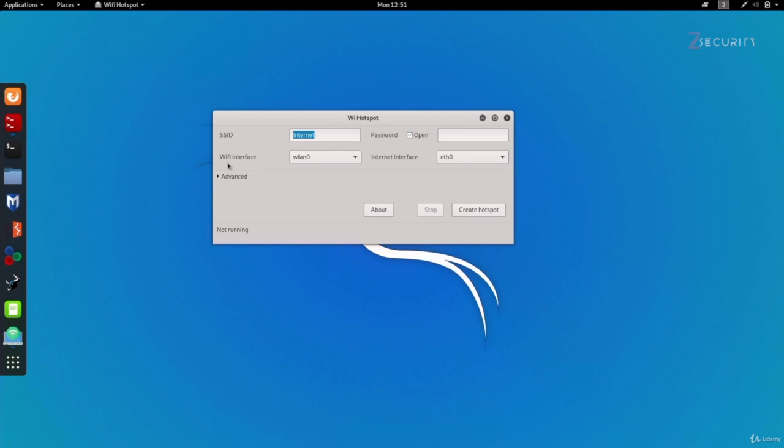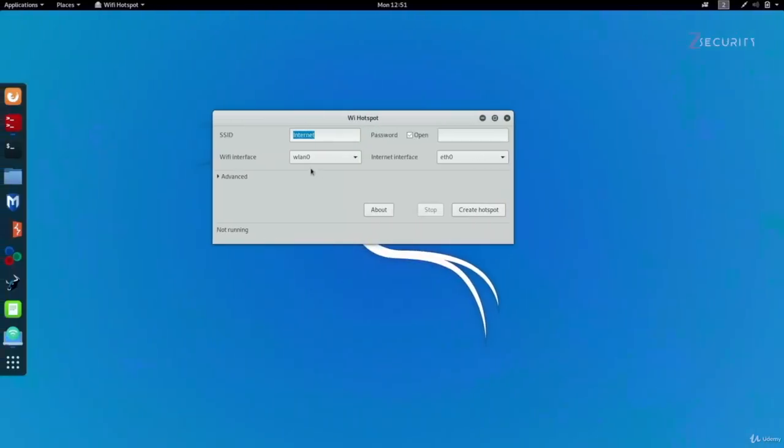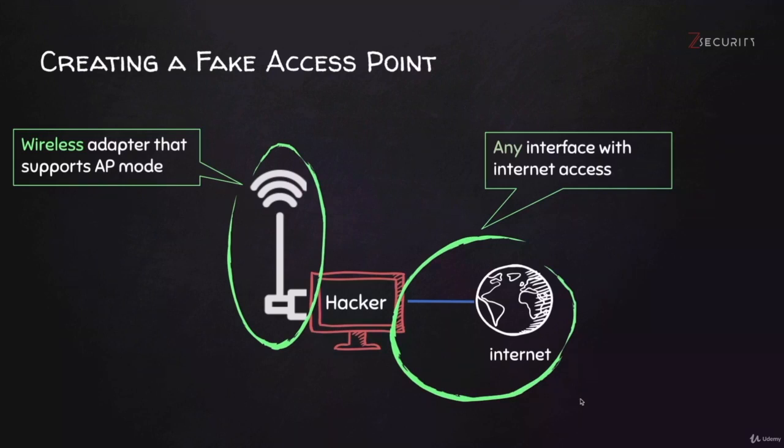And next, it's asking us for the Wi-Fi interface. This is the interface that will be broadcasting the signal. So this will be this interface right here. And in our case, this is my wireless adapter, and it's called LAN 0, as we saw earlier. And next, it's asking us for the internet interface. This is the interface that will provide the fake access point with internet access. Again, going back to the diagram, this will be the interface in here.